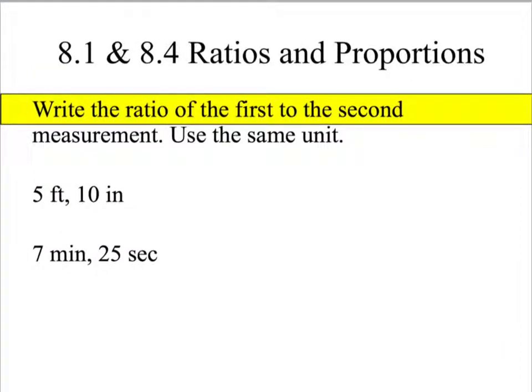So now it says write the ratio of the first to the second measurement. Then we need to make sure that it is the same unit. As I'm sitting here looking at these two problems, the very first thing is, in your head, make sure they have the exact same unit. Then make sure it's in simplest form, because you still need it in simplest form. So give this one a shot. See if you can come up with the ratio of the first to the second.